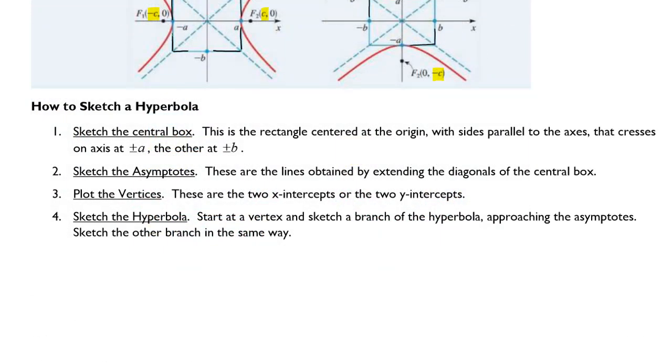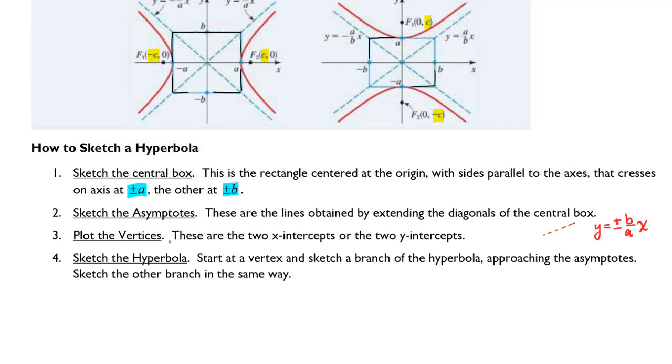Now let's look at how to sketch a hyperbola. Number 1, sketch the center box. That's the one I was just showing you. This is the rectangle centered at the origin with the sides parallel to the axes that crosses one axis at plus or minus a and the other at plus or minus b. And we can find that plus or minus a, plus or minus b by looking at the denominators of our equation. To sketch the asymptotes, you'll need to use the lines obtained by extending the diagonals of the central box.